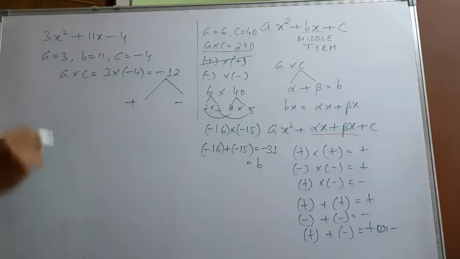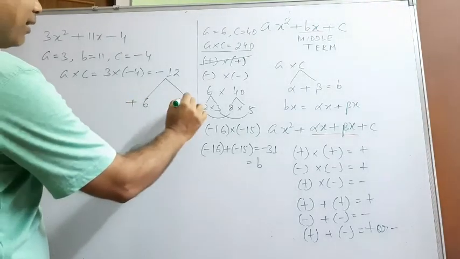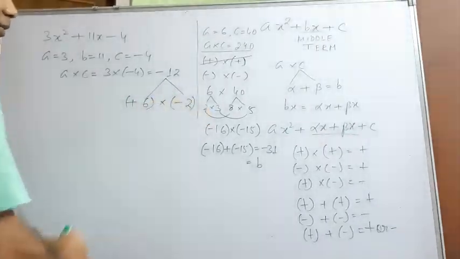That means suppose we factorize 12 as 6 and 2. So it should be plus 6 and minus 2. Okay, it should be plus 6 and minus 2.